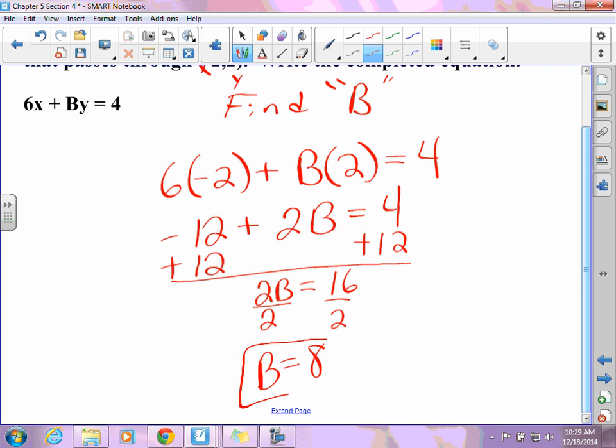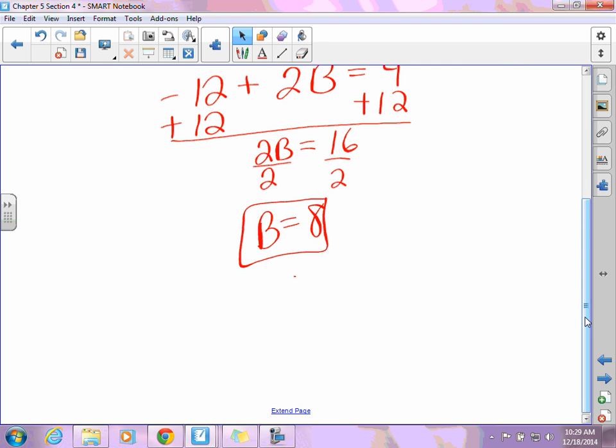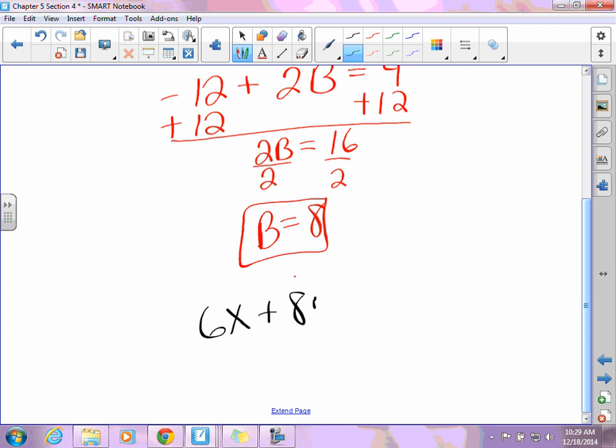So I'm going to write 6x plus 8y equals 4. Done. So you used all that other stuff to get that B. Now that you have it, you can complete your equation and be done. Questions?